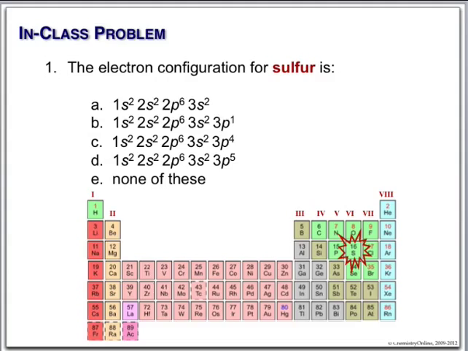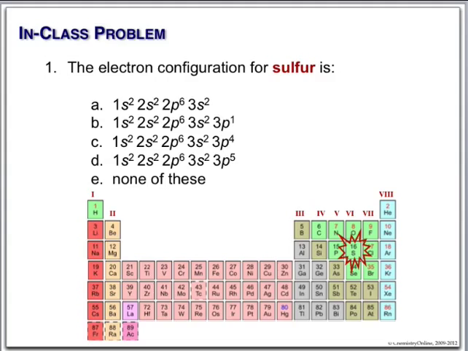All right, well, if it's down here, that means that all this other stuff is full. All that other stuff is the core. The core is going to be 1s2. Next thing, we're going to put them in the 2s and going to put 2 in. Well, that's all full too. Then we're going to fill up the 2p's with 1, 2, 3, 4, 5, 6 electrons. So that's 2p6.